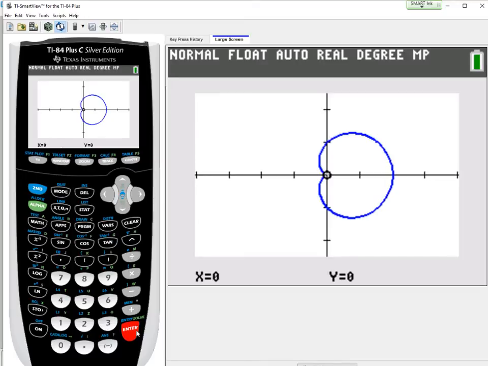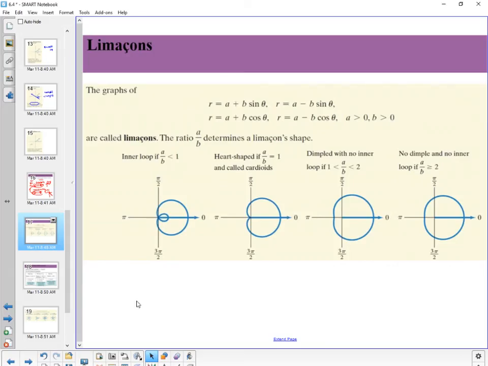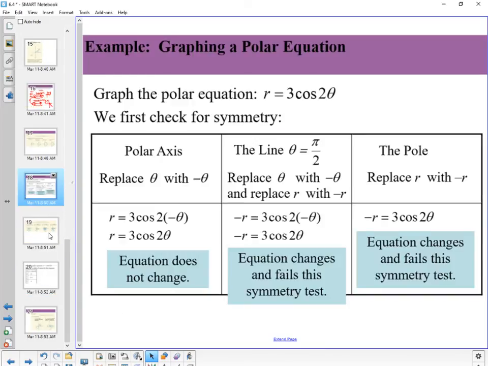Now look at the image. Does it have y symmetry? No. Does it have origin symmetry? No, it only has x symmetry. It looks like a bee. It's more like a leaf. Okay, so let's move on.